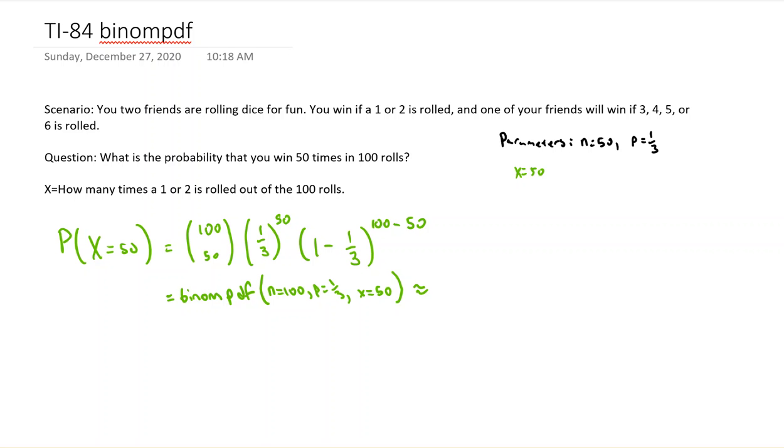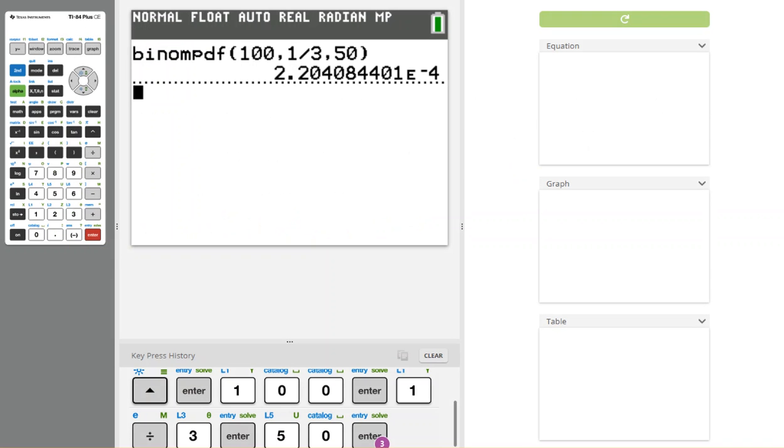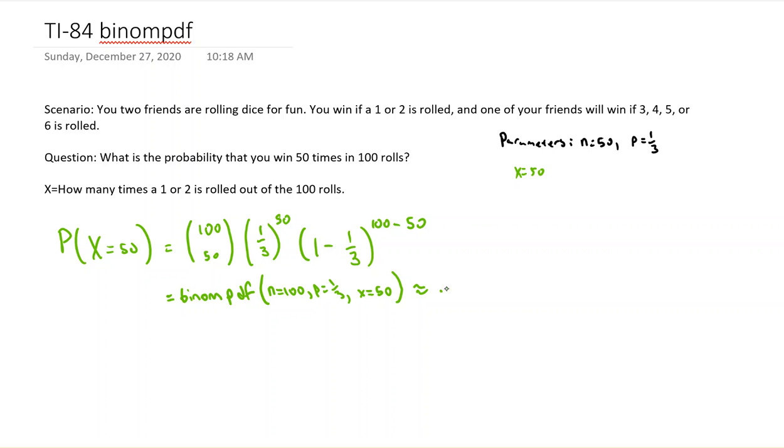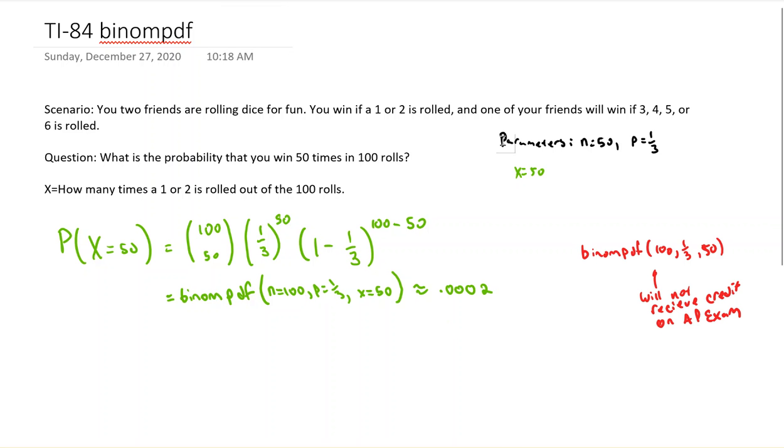So if you write this on your AP exam, and this is about 0.0002, this will get you your credit. If you were to accidentally not write n, p, and x, and just write binompdf 100, 1/3, and 50, they will not give you credit. That's because different calculators could perform differently. This is very specific in what each of these values represent.